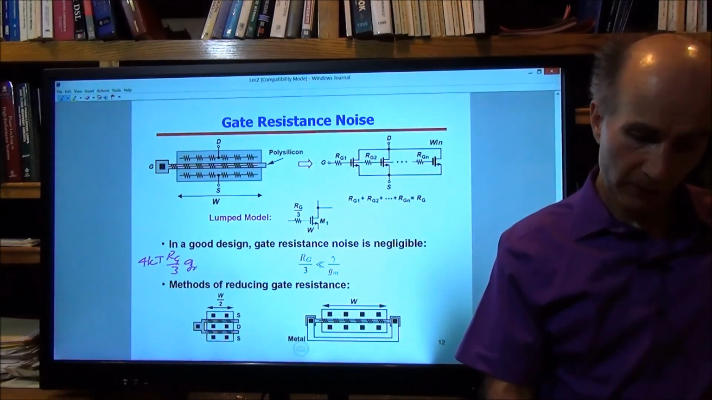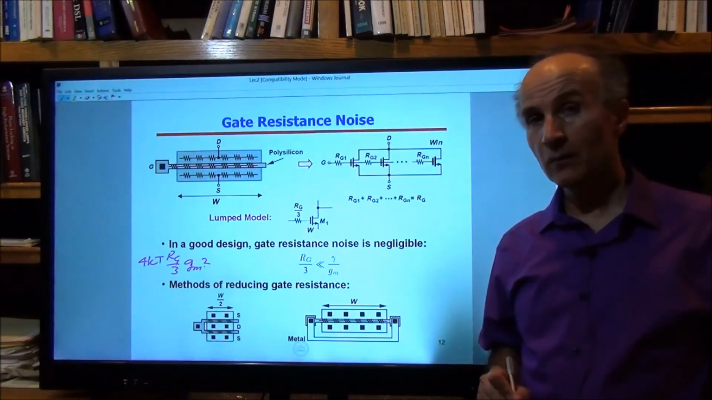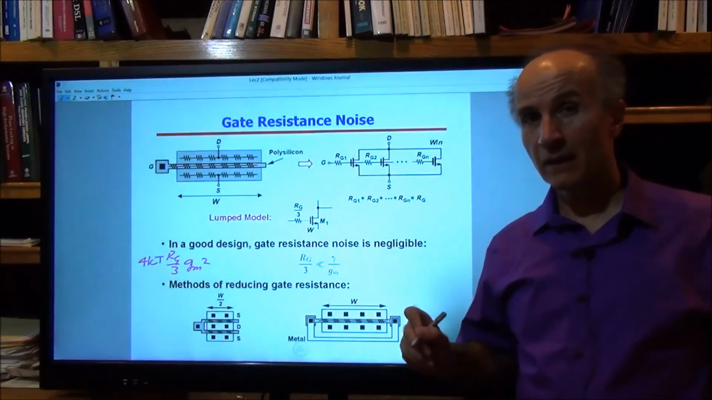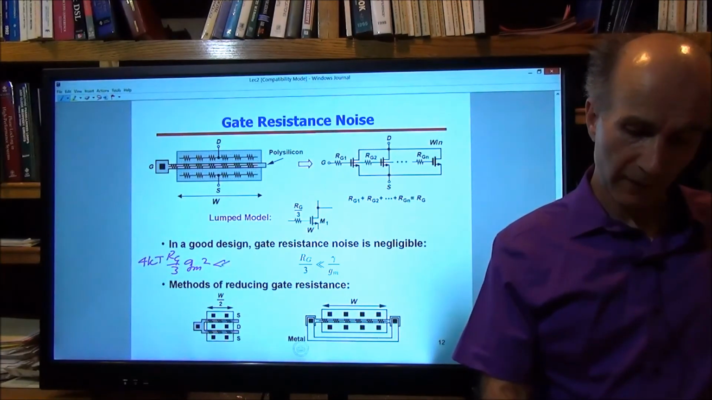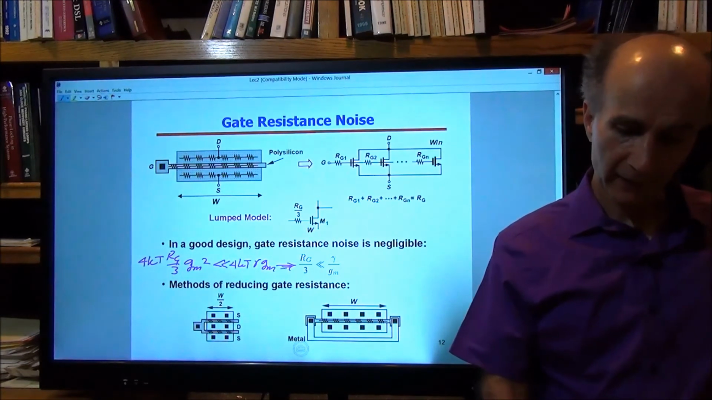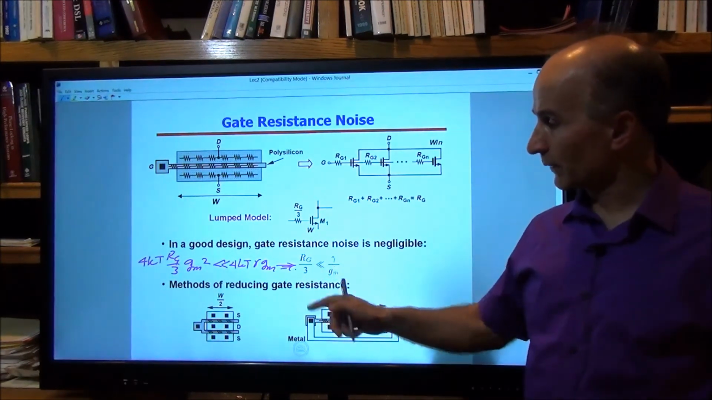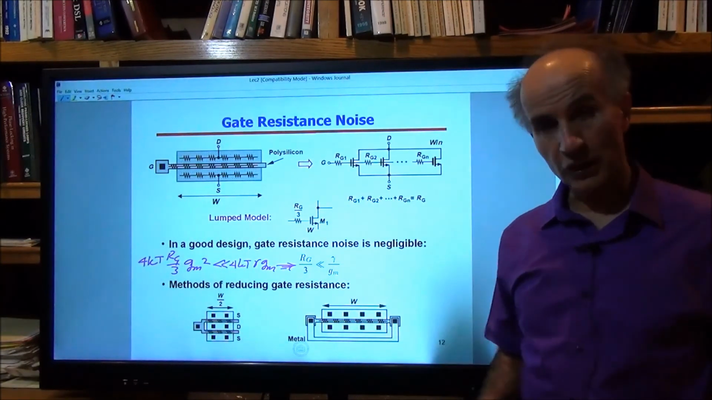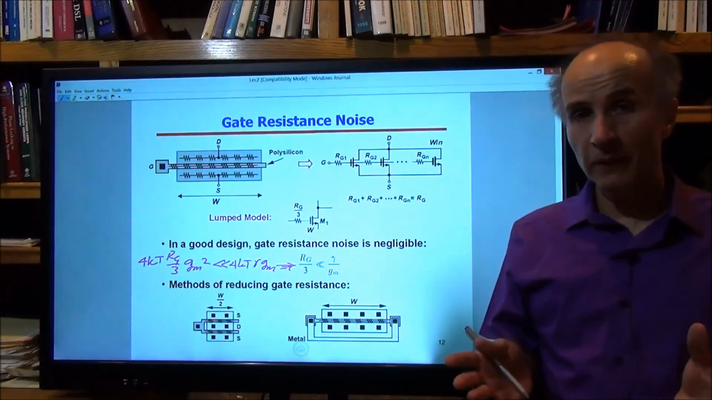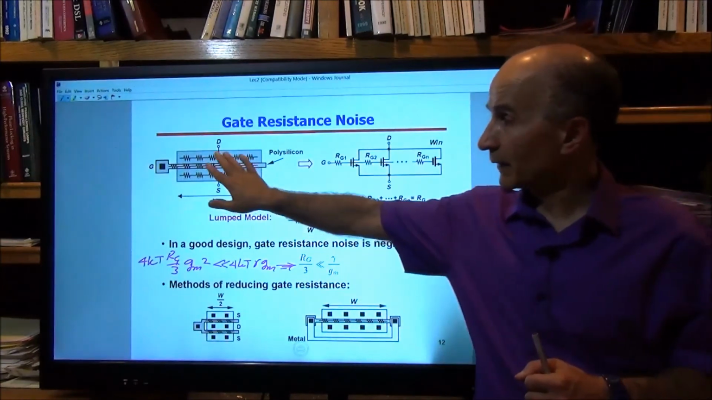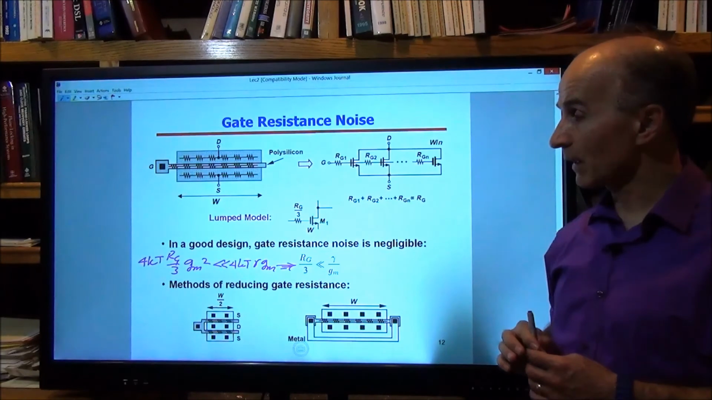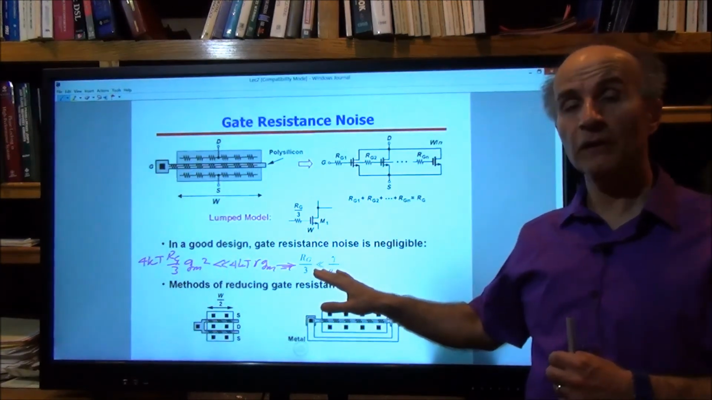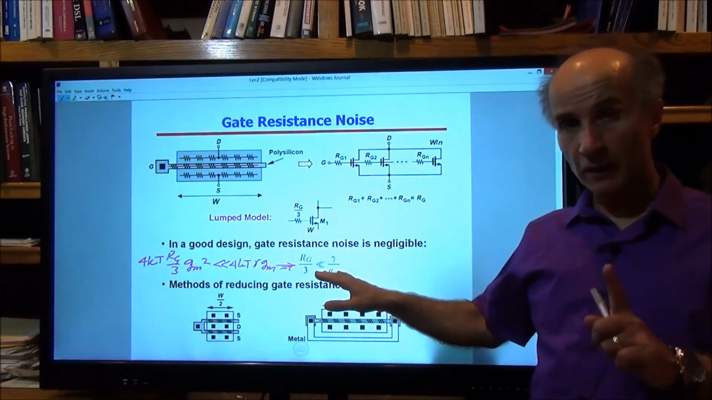So multiplied by Gm squared. And I say this has to be much less than the noise in the channel of the MOSFET. So much less than 4kTγGm. And we see that that gives us this equation of Rg over 3 much less than γ over Gm. So that's a simple guideline we can use when we are looking at the thermal noise of a structure like this. Now, in a good design, this must happen. In a good design, the noise of the gate must not bother us.